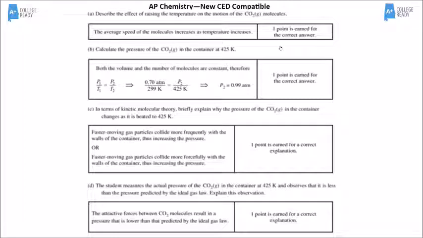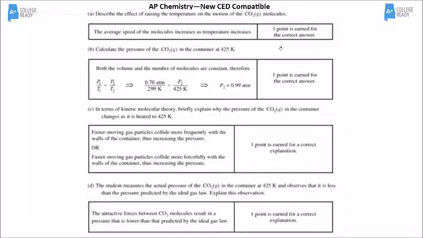For choice A, the average speed increases as temperature increases. Notice it said describe, not explain. So all you're having to do is just say, this is what happens. Calculate the pressure. They're using the combined gas law, but they left out volume because you don't need it. They plugged it in and got 0.99 atmospheres, and that would earn you 1 point.